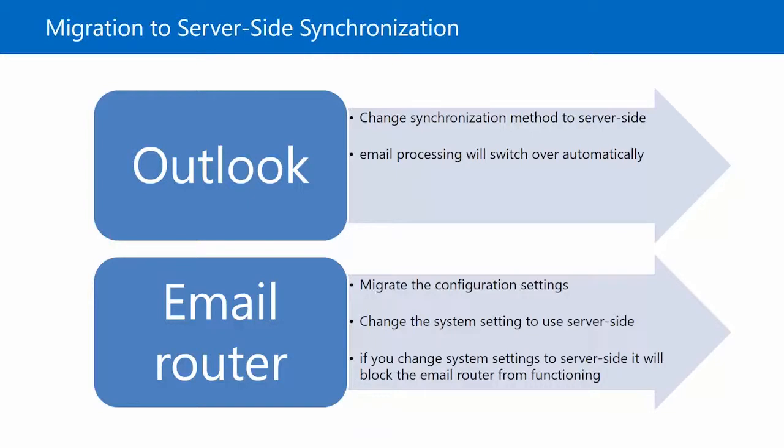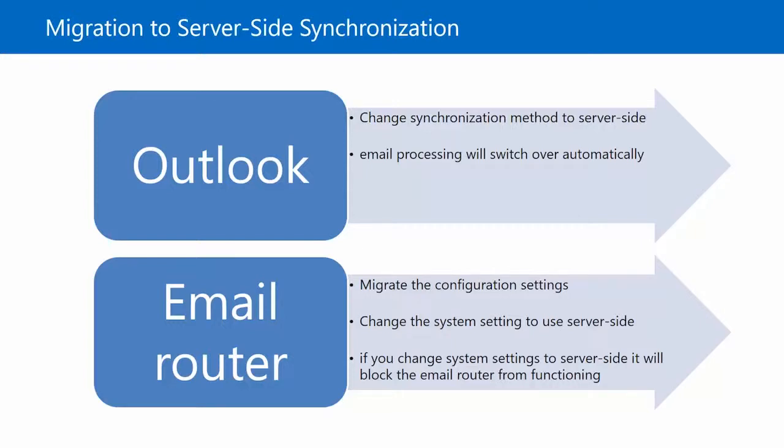With Outlook, it's fairly straightforward. Go to System Settings, Email tab, and change the processing method to server-side. As it makes sense, you can change the mailbox profiles over to server-side synchronization and away from the CRM for Outlook, and processing will automatically switch over as the profiles are changed.